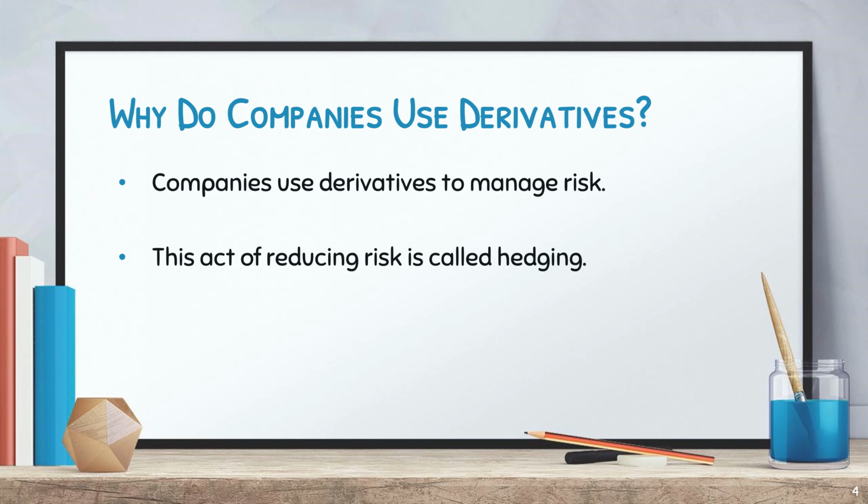Now you might be wondering, why do companies even use derivatives? Great question. Companies use derivatives to manage risk. Imagine you run a large coffee company that buys coffee beans from overseas. If the US dollar suddenly weakens, your coffee beans might become a lot more expensive. So to protect yourself, you can enter into a derivative contract that locks in the exchange rate today for a future date. That way, even if the dollar weakens, you're protected. This act of reducing risk is called hedging, and that brings us to the second part of ASC 815, hedging.